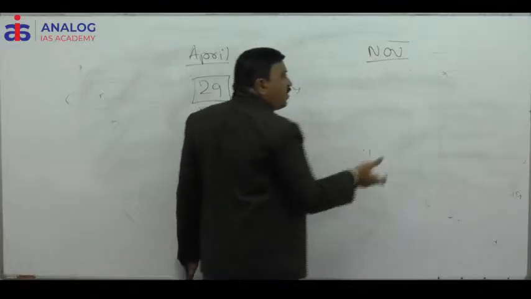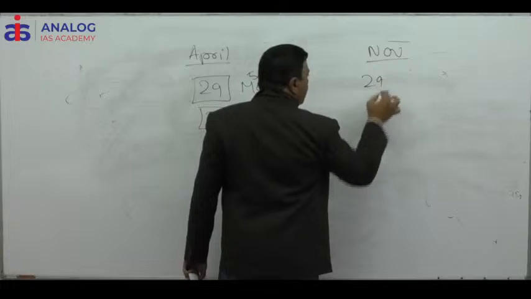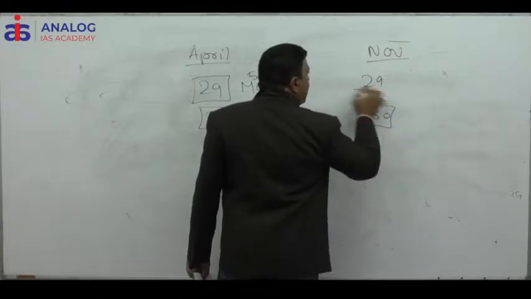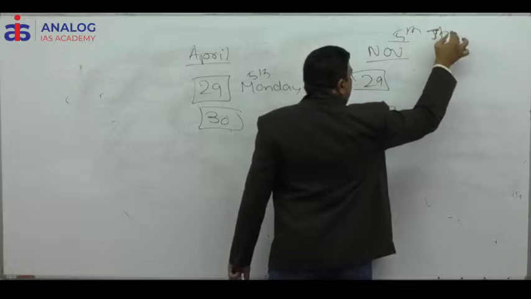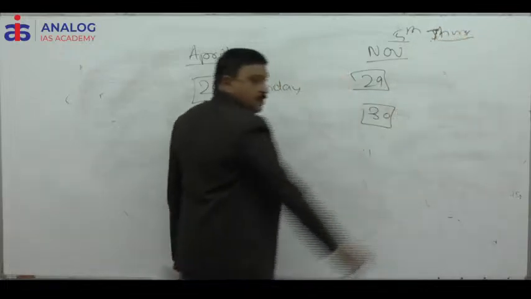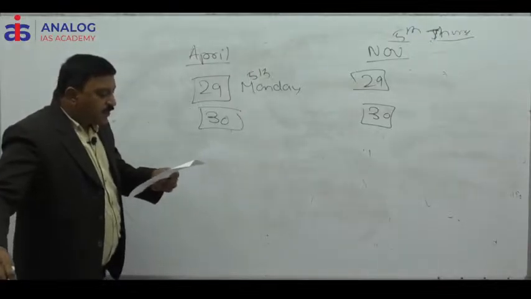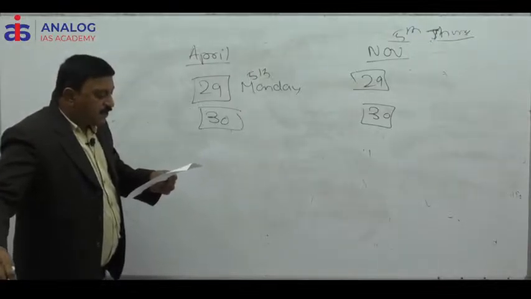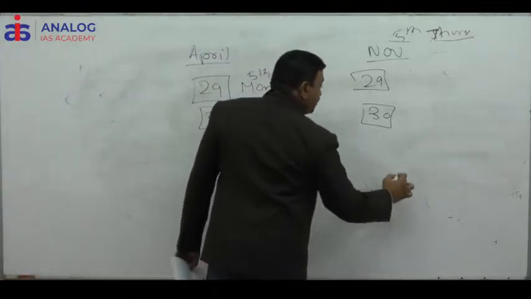November 5th Thursday. November, how many days will be there? 30 days. Here also the 29th and 30th. So you must get now the 5th Thursday on any of these. If it synchronizes here, we can find the third person. Who is the third person? That is the third child, which falls on 20th December. So he is December 20th.